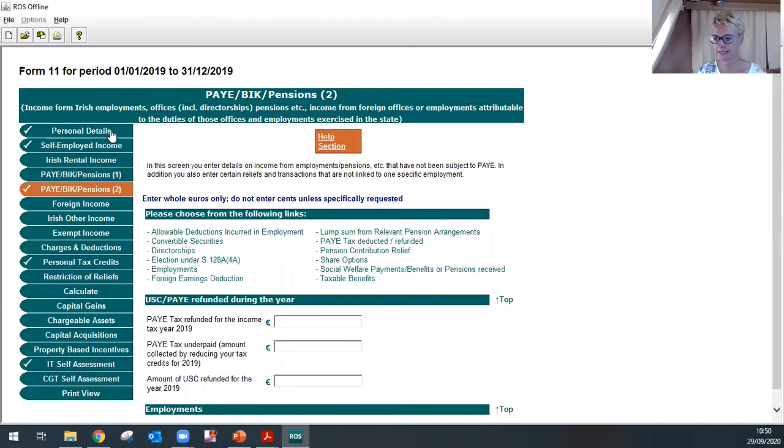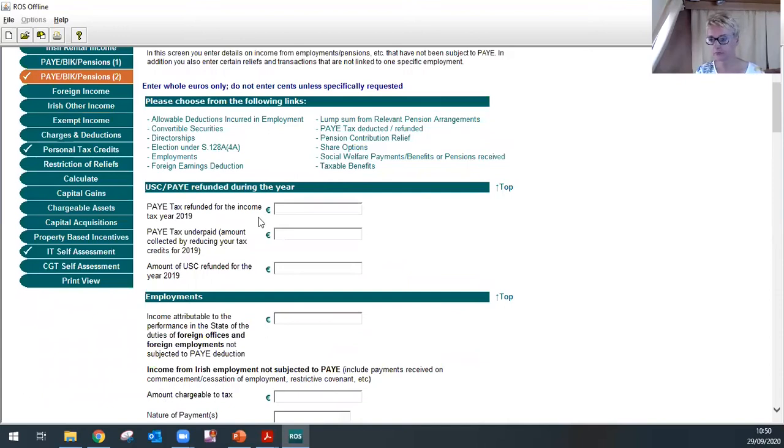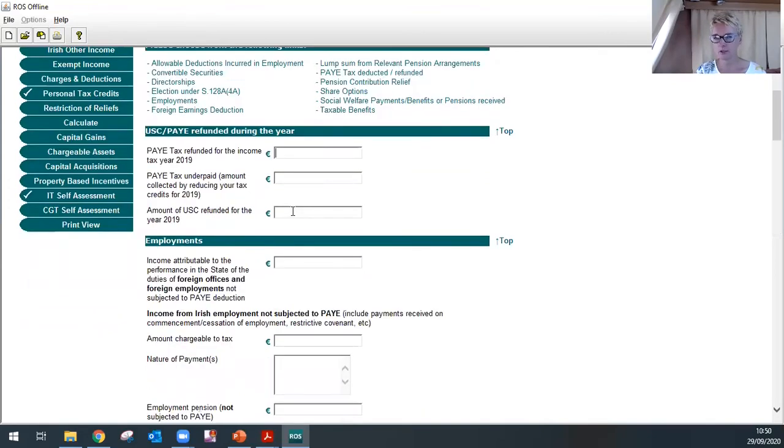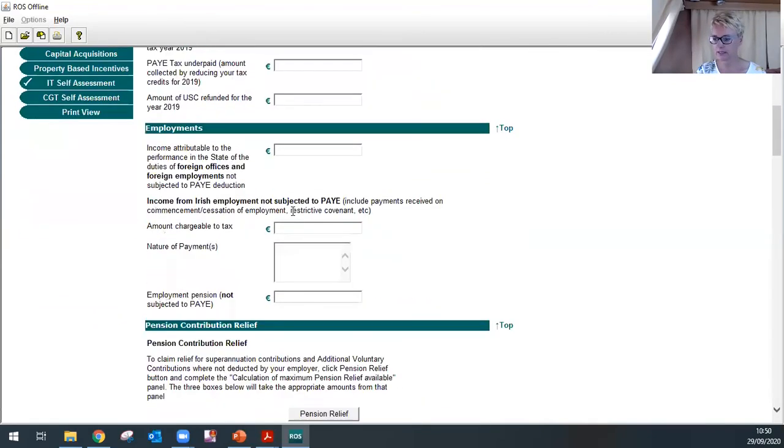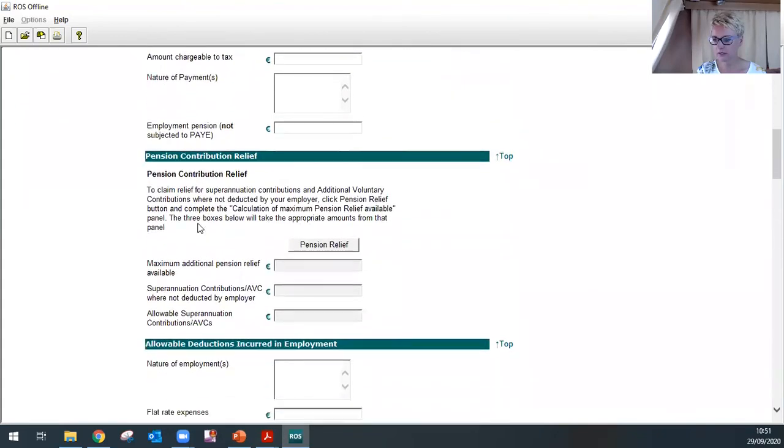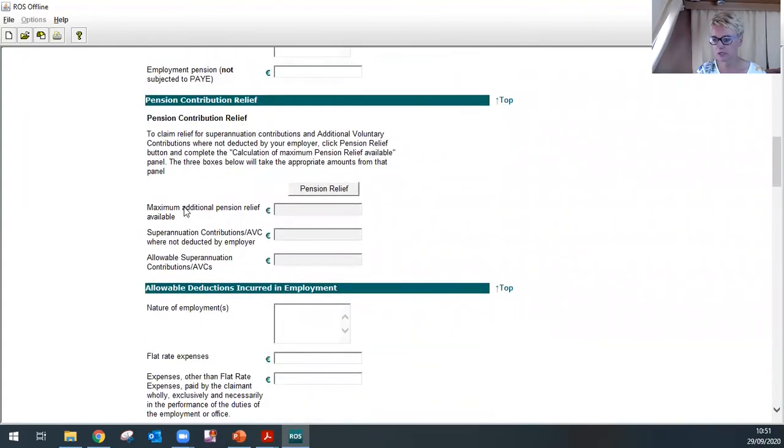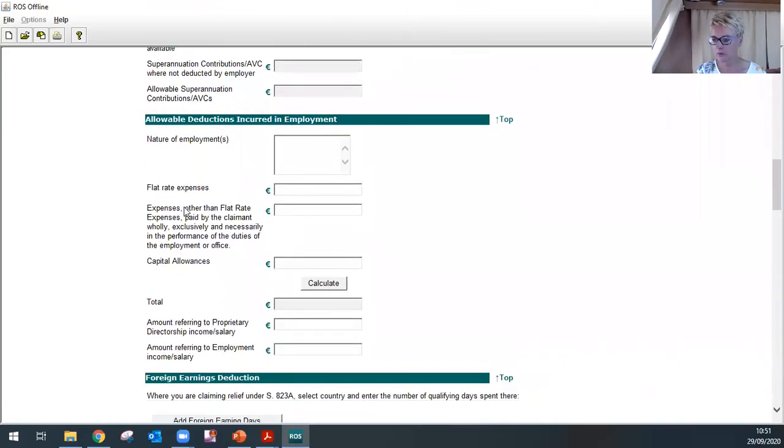We go to the next section, which deals with tax credits. So again, this is a very particular scenario. So if there was any tax refund received during the year, it would be entered here, but usually it would be populated automatically in the system. So this one is really for special cases, not relevant here. Pension contribution relief, very particular case. Allowable deductions, again, as I said, every possible scenario here.